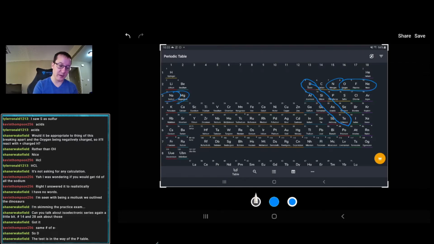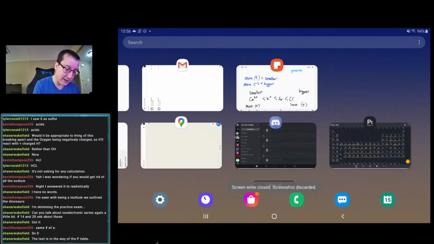This one, however, is not going to be isoelectronic. Tellurium 2- would have 54 electrons. Boron 5- would have 10 electrons. So definitely not the case there. Okay, so that one's just a check of whether we remember what an isoelectronic series is.